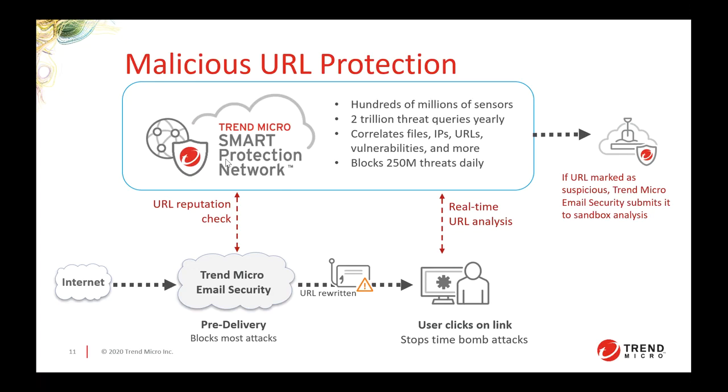And the URL will be rewritten. For example, if the URL is www.google.com, we will rewrite that URL to divert it to Trend Micro Cloud, for example, trendmicro.www.google.com. This is called time-of-click protection. Then when the user clicks, it will again go to the Trend Micro Cloud. Once the Trend Micro URL reputation check succeeds, it will be allowed to go to the internet. This is how it will work. So in this way we are checking the URL protection two times.